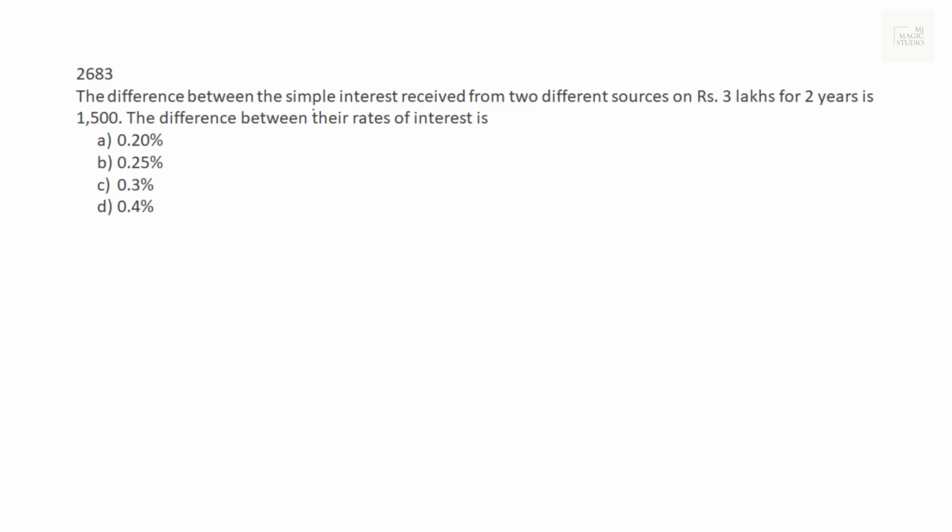The difference between the simple interest received from two different sources on rupees 3 lakh for 2 years is 1500. That means P R1 for 2 years, into 2 by 100, would be divided by 50, minus P R2 by 50 is equal to 1500. What is the difference between the rates of interest? We are interested in R1 minus R2.